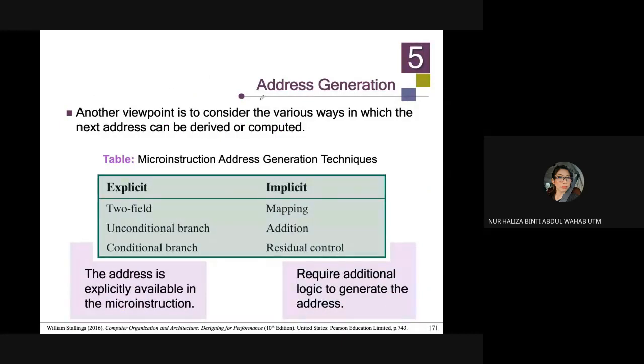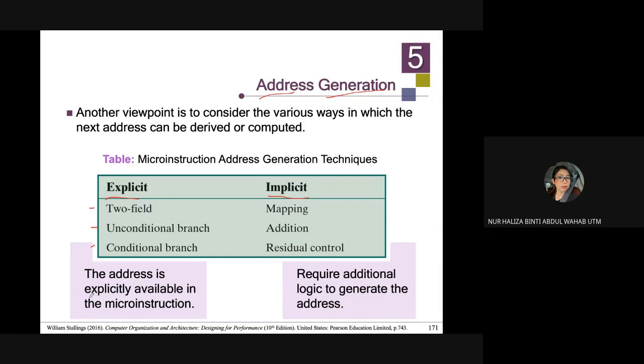This one is on address generation. There are two ways, whether it is explicit or implicit. You're going to see what is listed under the two fields, explicit and implicit. Under explicit are techniques such as two-field and unconditional branch and conditional branch, and under implicit are mapping, addition and control. What is the purpose?